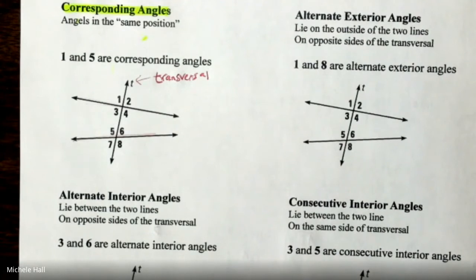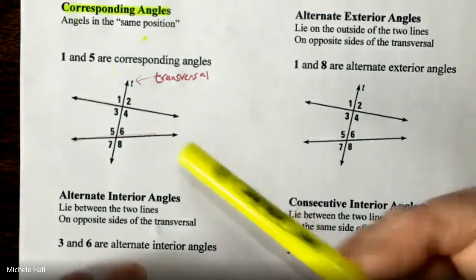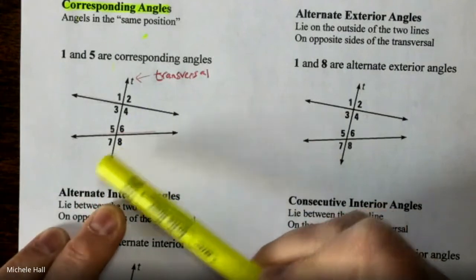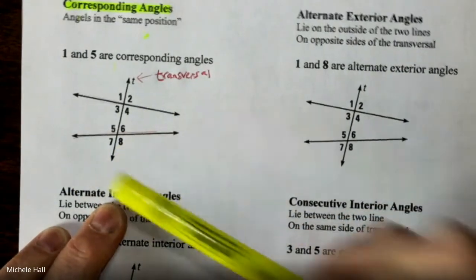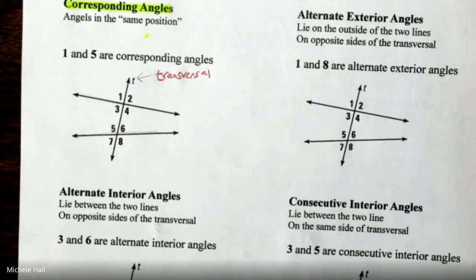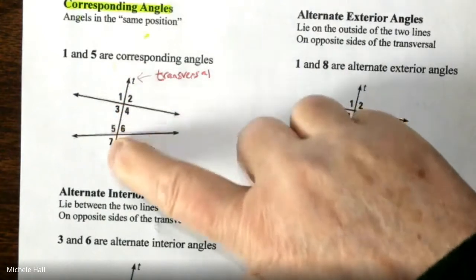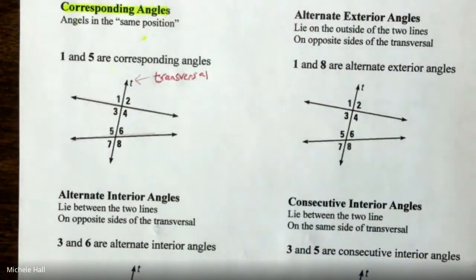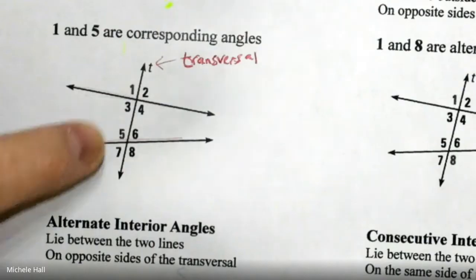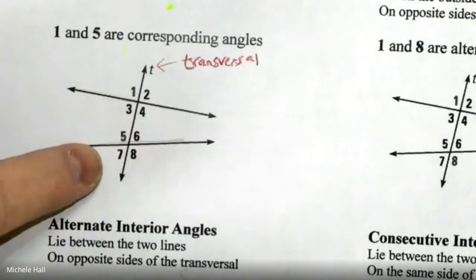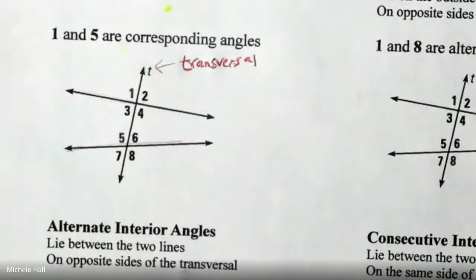Can you name another set of corresponding angles in this picture? What corresponds to 4? Angle 4 corresponds to which angle? 8, because it's on the bottom of the line and they're both on the right-hand side of the transversal. How about angle 2, Brandon? Angle 2 is on top, angle 6 is on top, and they're both on the right-hand side of the transversal. So 2 and 6 would be corresponding angles. One more, Boston. Angle 3 corresponds to which angle? 7 is on the bottom, and it's on the same side of the transversal. So 3 and 7 would be called corresponding angles.